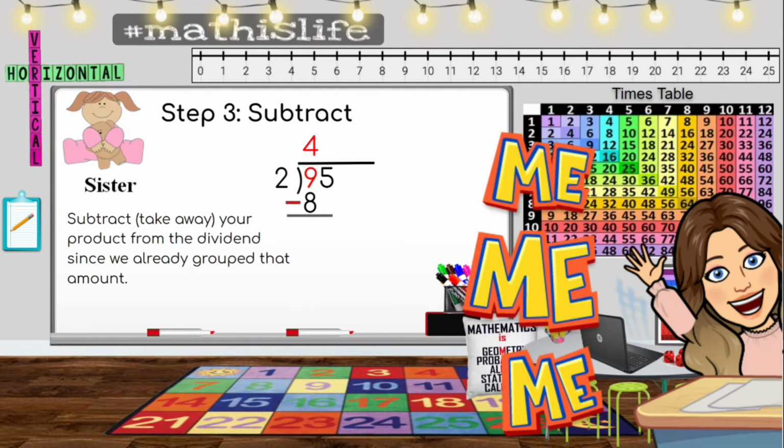So if we were back in the classroom, this would be the point where everyone wants to raise their hands, eager to answer this question. So let's see. What is 9 minus 8?